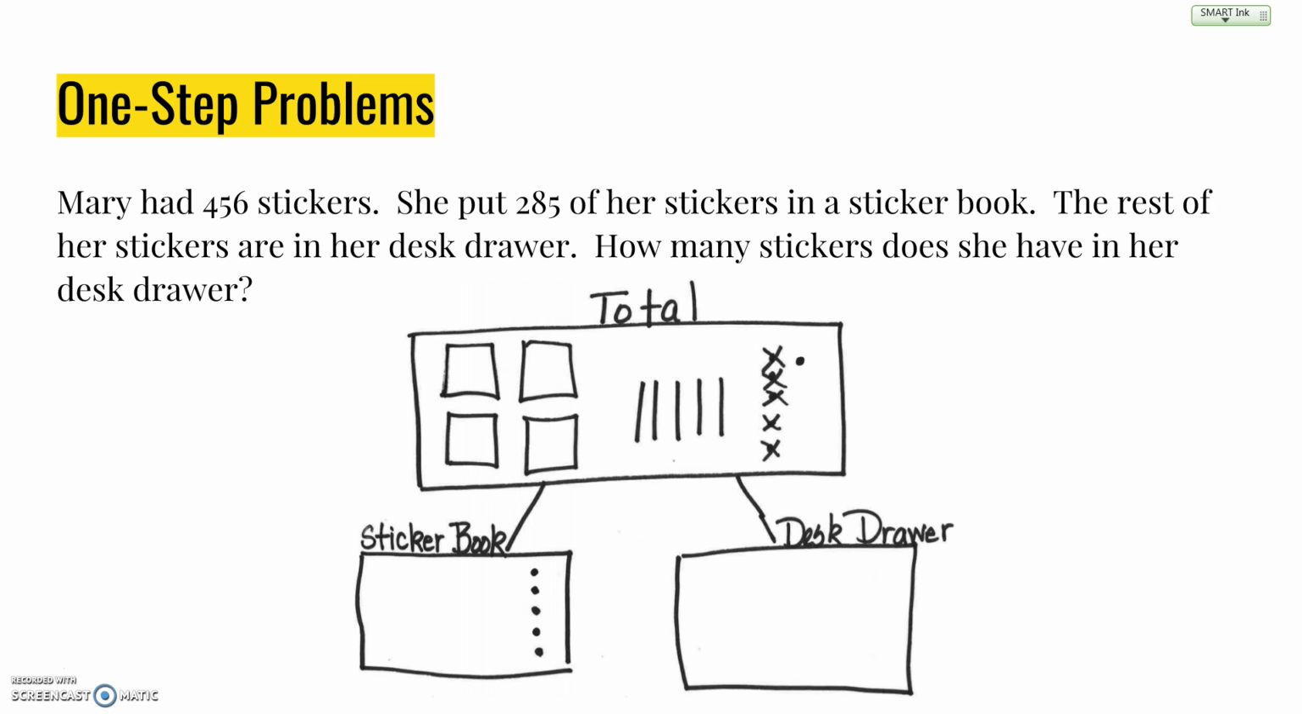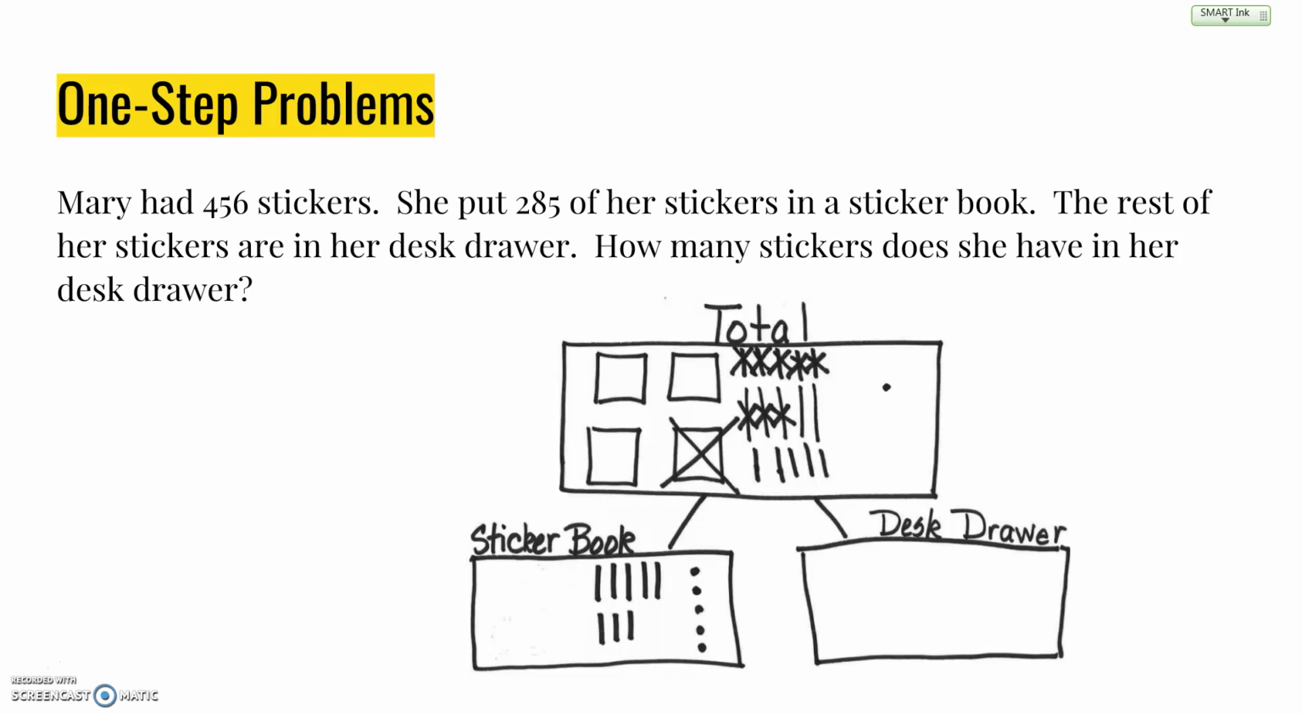And the box at the top has the total number of stickers that Mary has. She has 456 stickers. And so we're going to put 285 of her stickers in a sticker book. So you can see how the total branches out into 2 parts, one of which is labeled sticker book and the other one is labeled desk drawer. So she's putting 285 in the sticker book. So we're going to look in the ones place and say, well, we need to put 5 down here. So we crossed out 5 out of the total and moved them down into the sticker book.